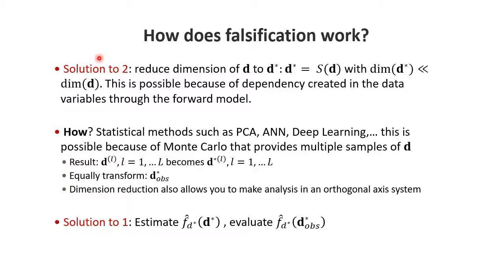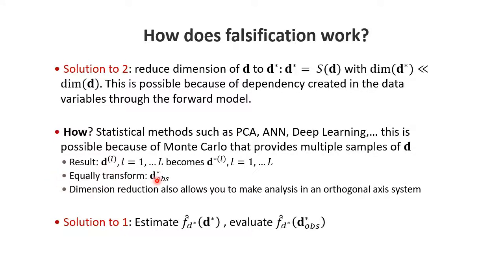So why can we do the statistical method? Well, we have done Monte Carlo. So if you've done Monte Carlo, then what's available to us is multiple realizations of the data variable. So we can run principal component analysis, and we can start to reduce dimension. It will basically be a matrix multiplication, what this transformation is. And so you go from Monte Carlo samples, after doing PCA, to Monte Carlo samples now of much lower dimensions. That means that we can equally plug in here that d obs, and that gives us down the d star obs.